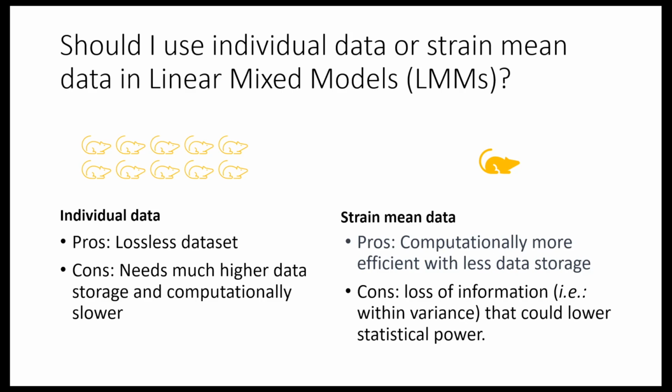On the other hand, with the strain mean data, we reduce the storage tremendously, and we also gain in computational efficiency. But the con is that we lose some information, and by that I mean we lose the within-strain variance. So potentially it could lower the statistical power, and that's what we will see.